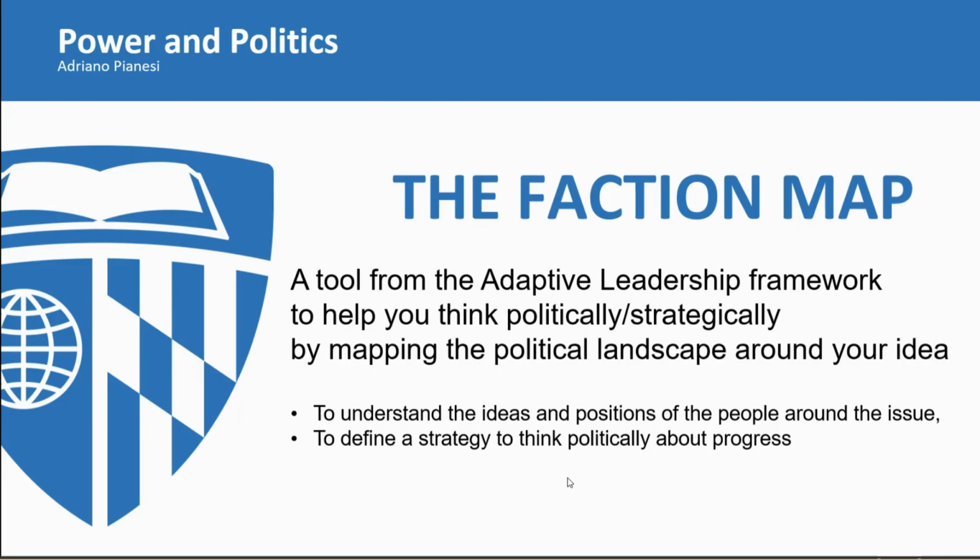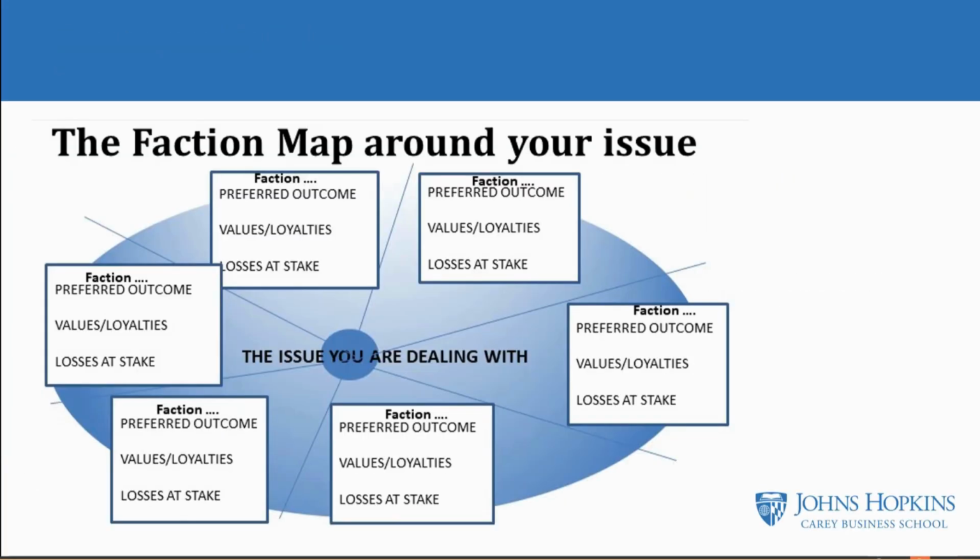The faction map is a tool from the adaptive leadership framework and will help you think politically and strategically by mapping the political landscape around your idea. Ultimately, the faction map is a way for you to understand the ideas and position of the people around your issue and help you define a strategy to think politically about progress. Here is a faction map around your issue.